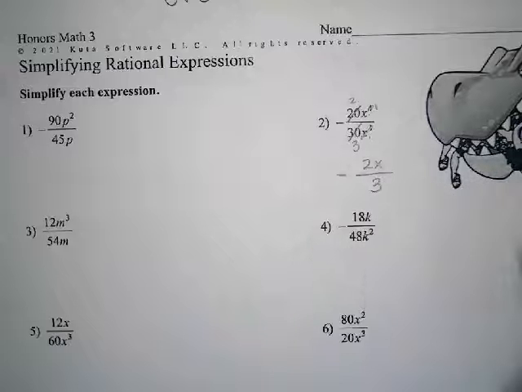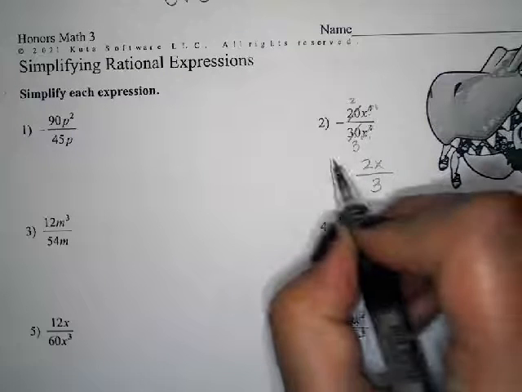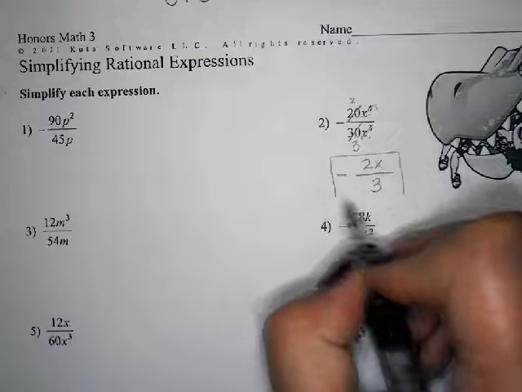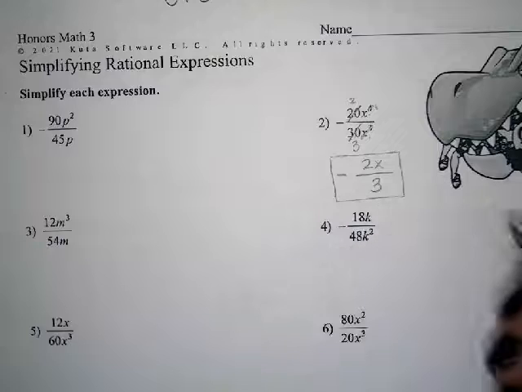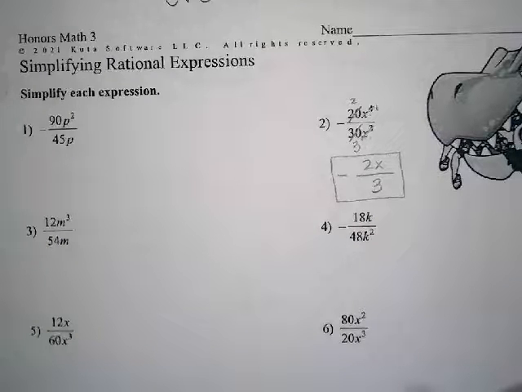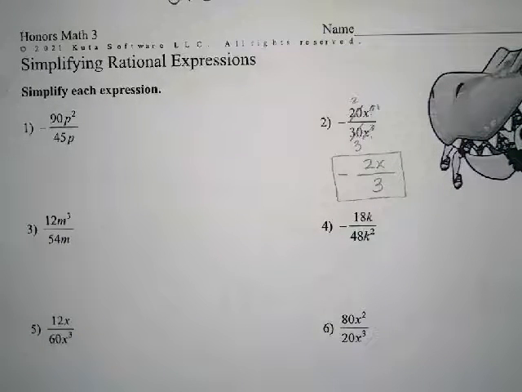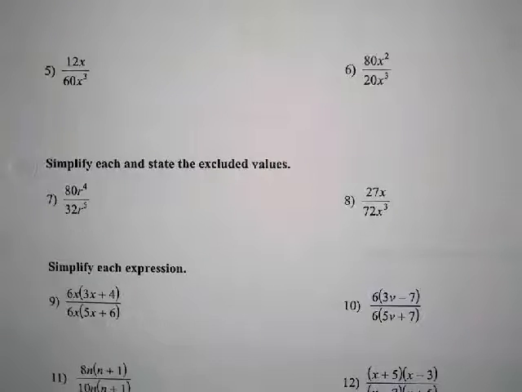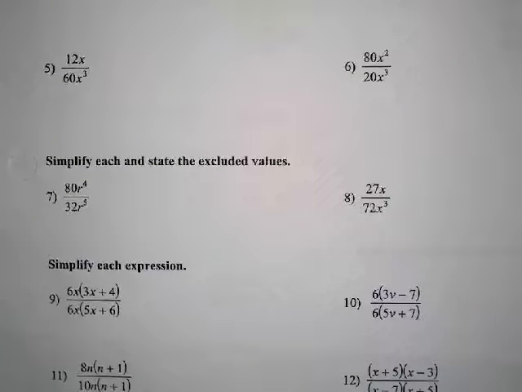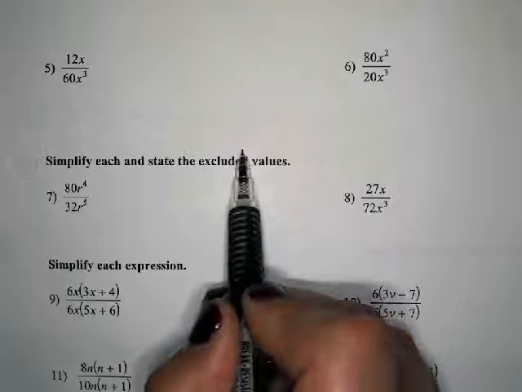So those ones are pretty simple because those are monomials. You're just reducing. Now number 7 and 8 are saying do the same thing, but also state the excluded values. Okay, so let's do number 8.